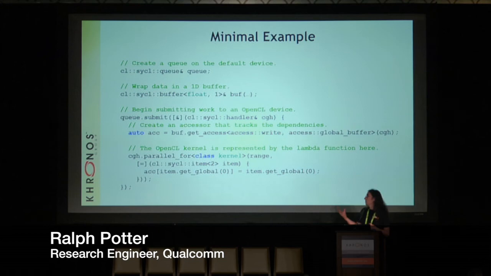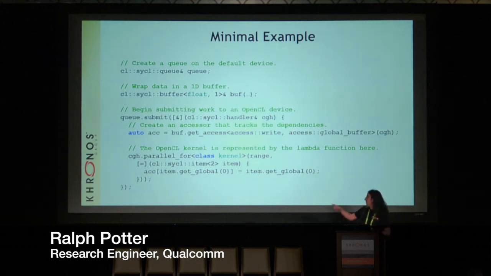And then we have this queue submit step. This is saying I'm going to submit a unit of work to the queue that I've created. You could have multiple queues and be submitting to multiple devices. Inside that queue submit, we have a lambda function. The first part of that lambda function creates an accessor from a buffer. That's really saying on the device that this queue belongs to, I am going to access the buffer that you declared earlier. That allows us to do dependency tracking and efficiently schedule memory transfers.